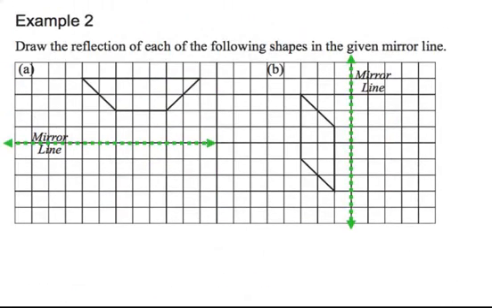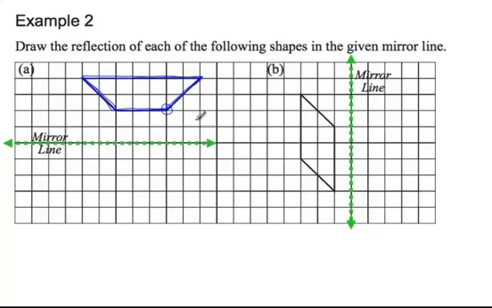Example 2. Draw the reflection of each of the following shapes in the given mirror line. Okay, so this one we're starting with this trapezium, this shape right here. Just putting it rough so that, again, you can see it on your computer. I want to make sure it comes in. And so, how do we do this? Well, we have to look at the mirror line. Okay, and we have to pick some points.